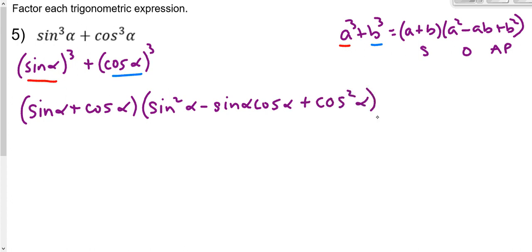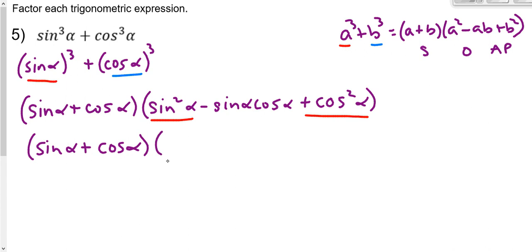Okay, so it's factored, but there's a little bit more we can do to simplify, because in the second factor we have sine squared alpha plus cosine squared alpha. And what is that? You're right, sine squared alpha plus cosine squared alpha is 1. So let's replace that part of it with 1. So our first factor is still sine alpha plus cosine alpha, and our second factor is 1 minus sine alpha cosine alpha.